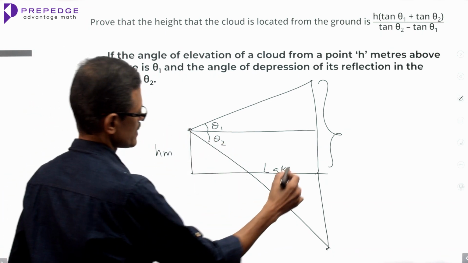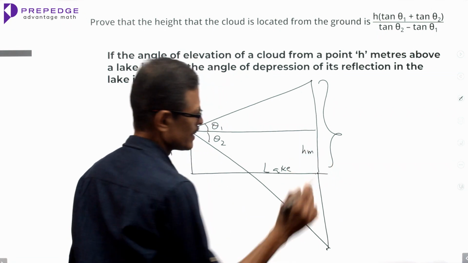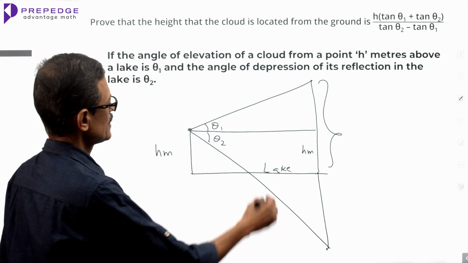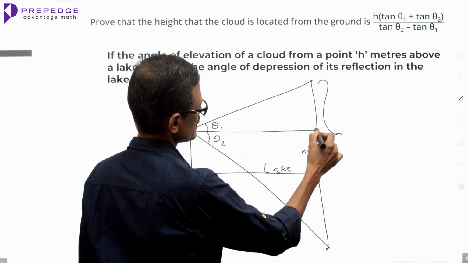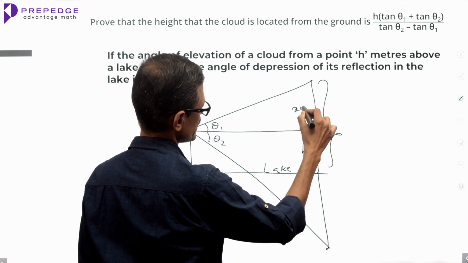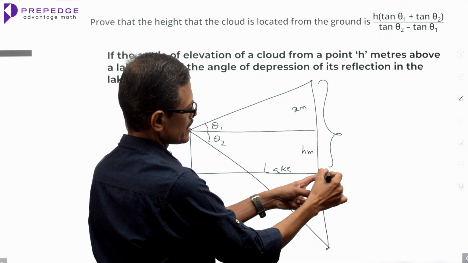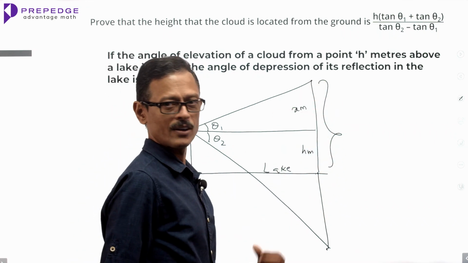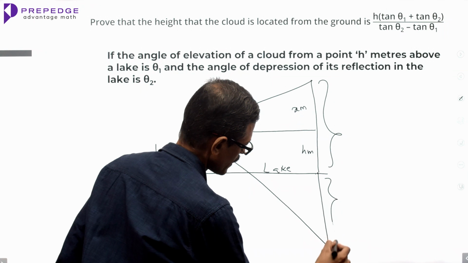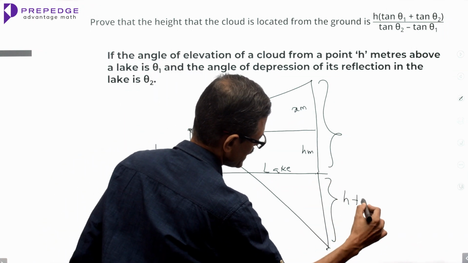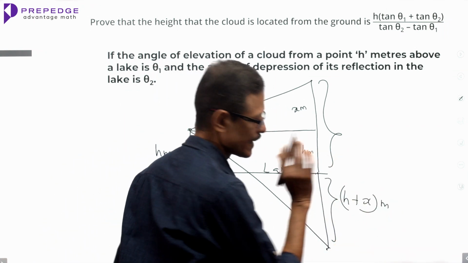What is given? This measure is h. So we'll take it as h. We'll assign one more variable. From this point of observation, let's take the height of the cloud as x meters. Which means from the water level, what will be the height of the cloud? It will be h plus x. So the reflection from the water level is going to be h plus x meters into the lake.